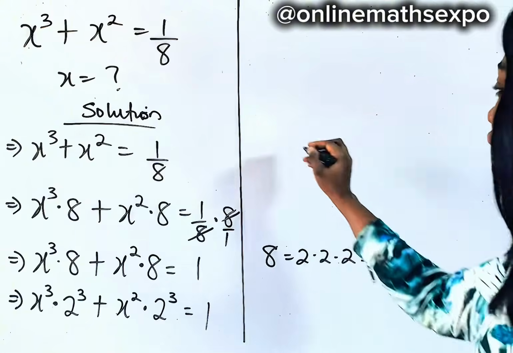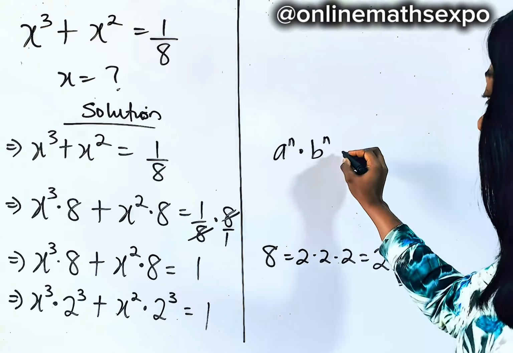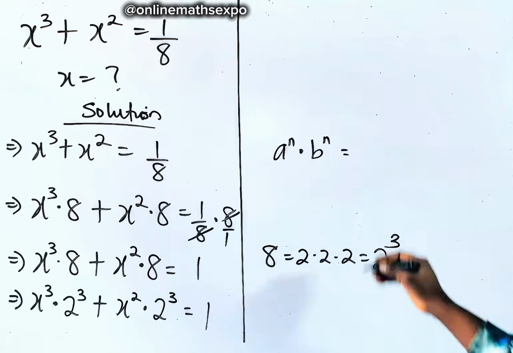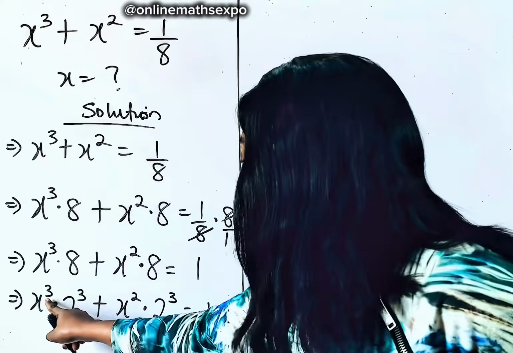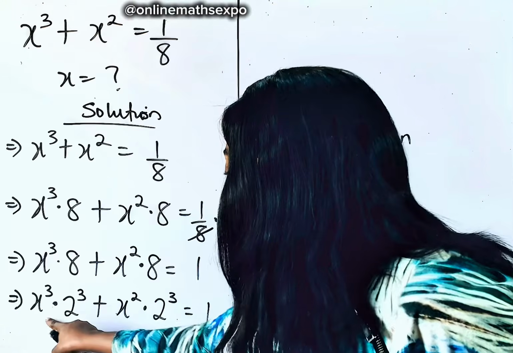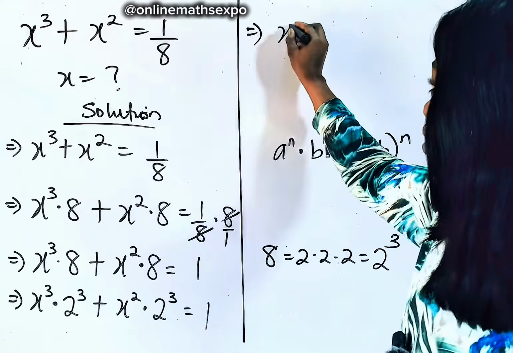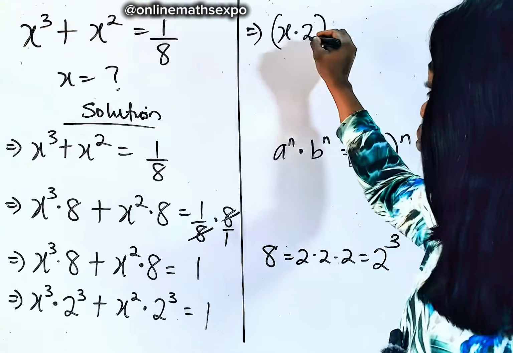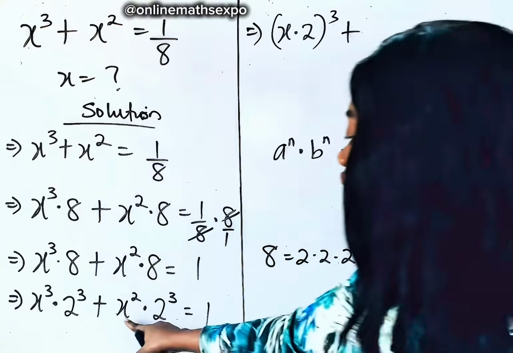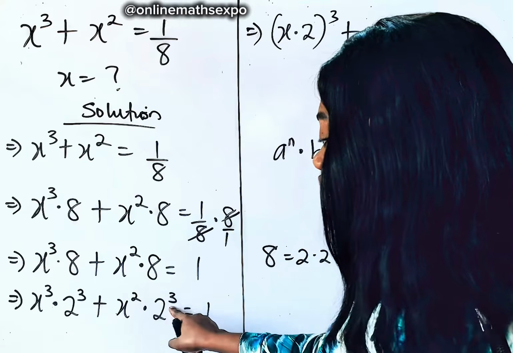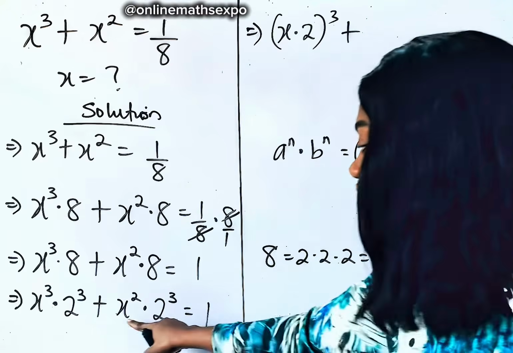Remember, for every a to the power of n multiplied by b to the power of n, you see that the powers are the same. So you observe this: you see these two powers are the same, so we're going to put this in this form. From there, we are going to have x multiplied by 2 raised to the power of 3 plus. Now, when you look at this, did you observe that the powers are not the same, and it is not obeying this? So we cannot apply this directly.